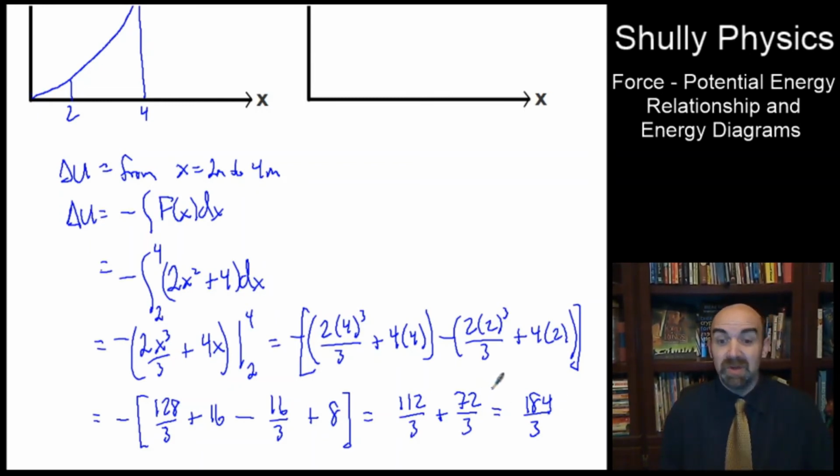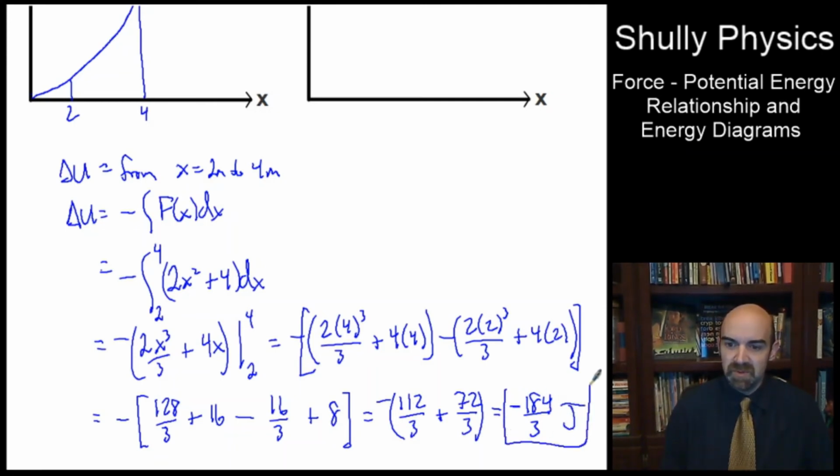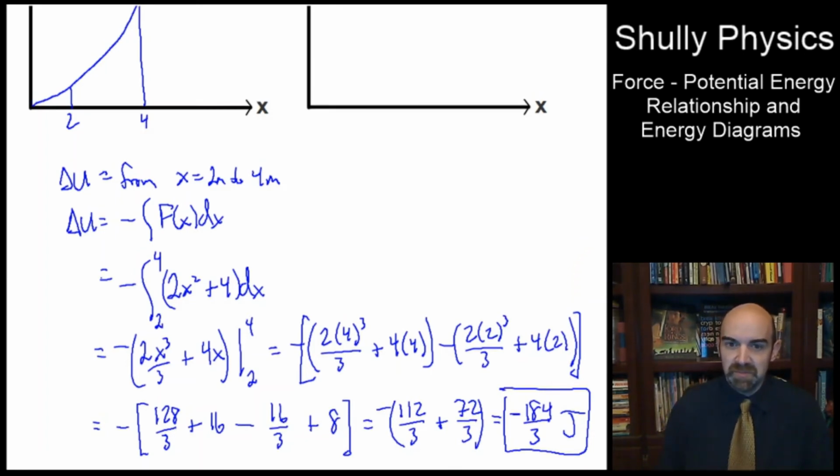And we're missing one important thing. I dropped off that negative. I'm doing this on purpose because that is often forgotten. Don't forget about that. Joules. There we go. That's the potential energy done by that force function.